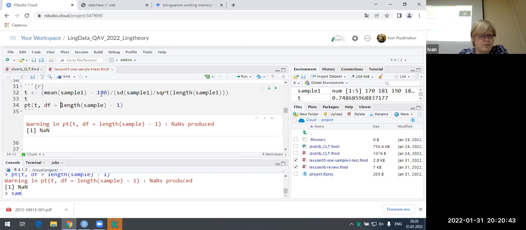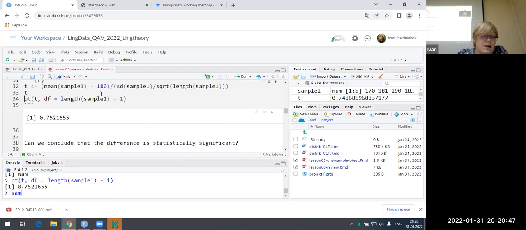Link sample one, sorry. And the problem is that it gives you the probability from minus infinity to the t, but you want something the opposite. So let me show you.